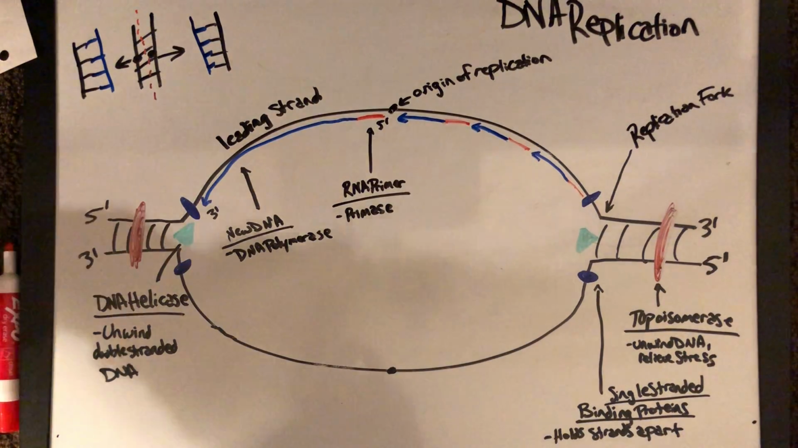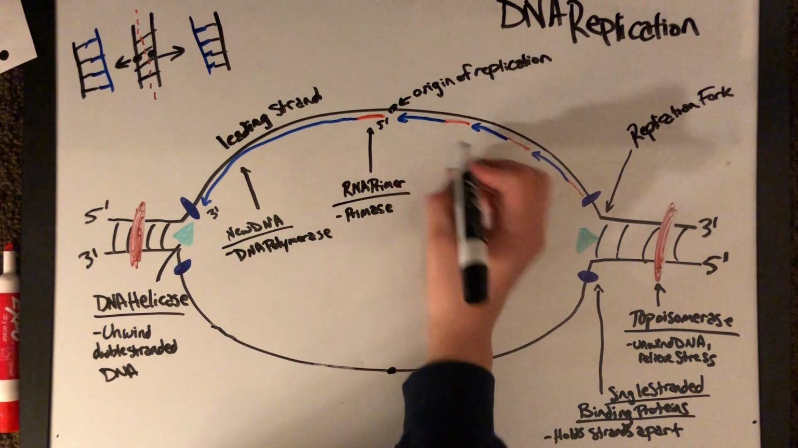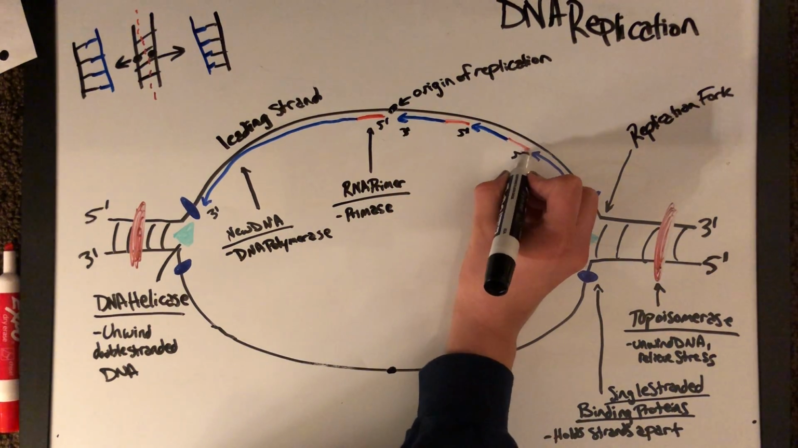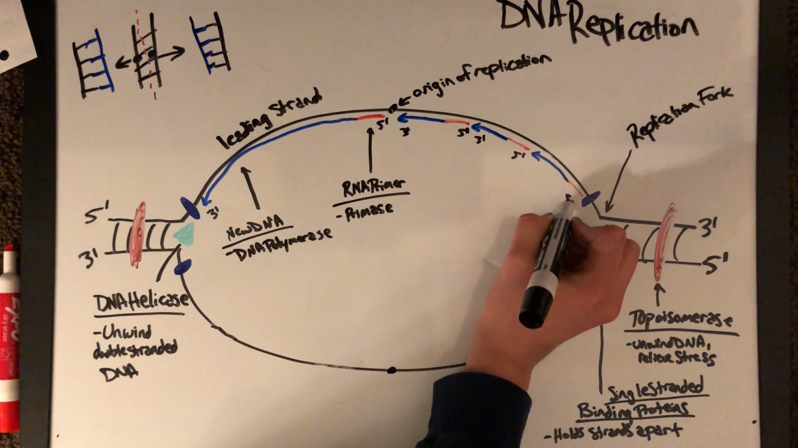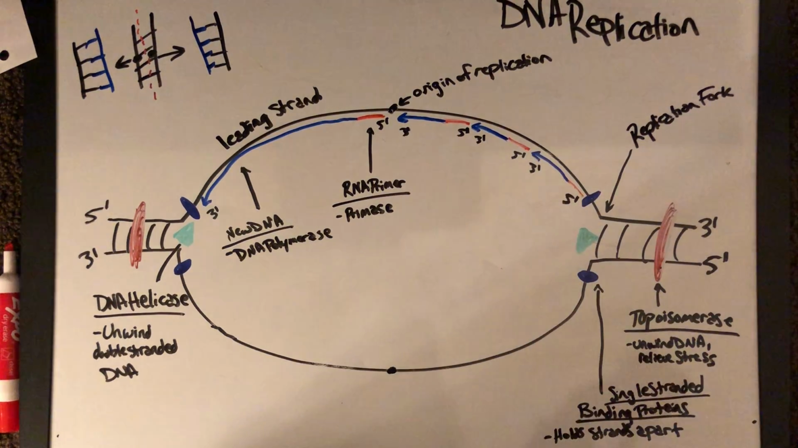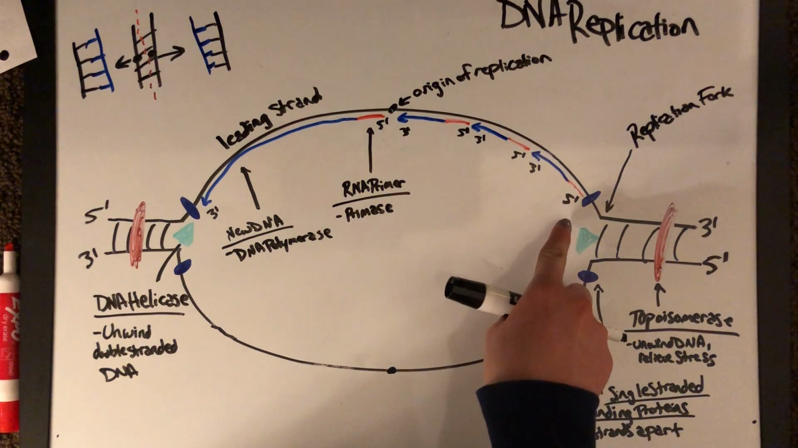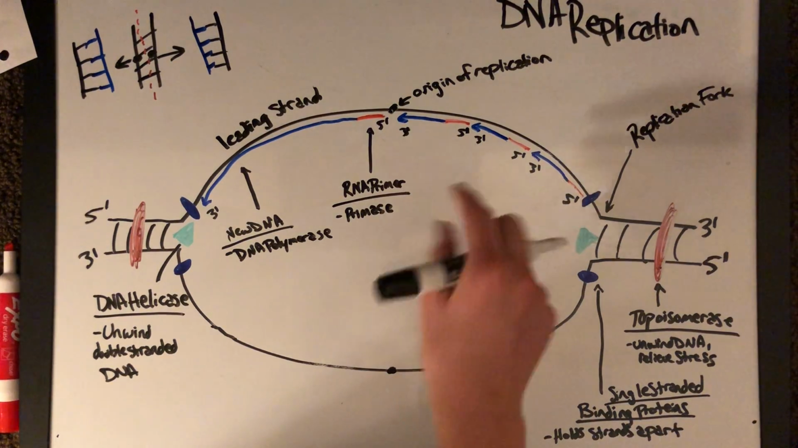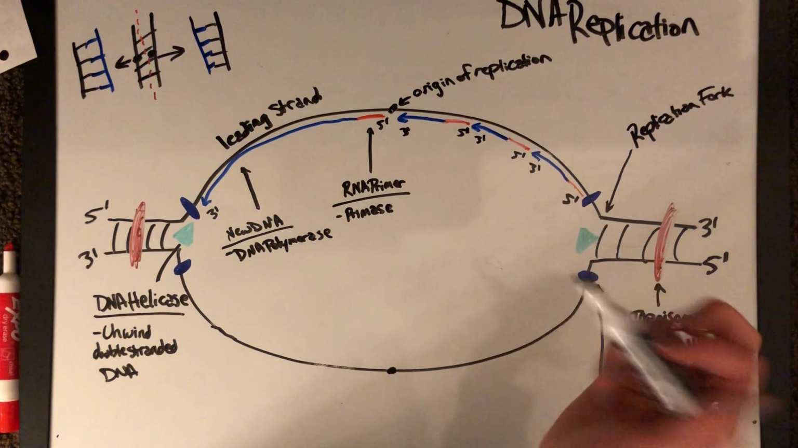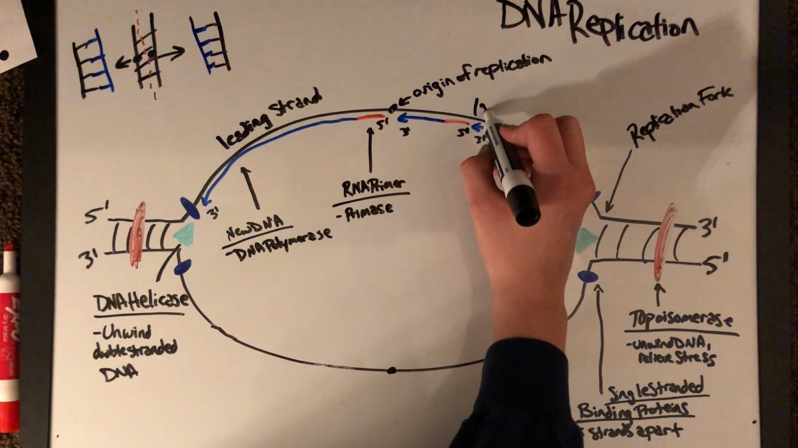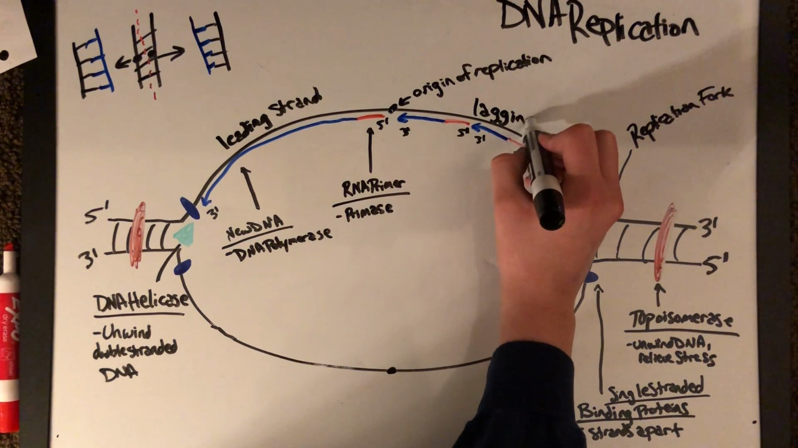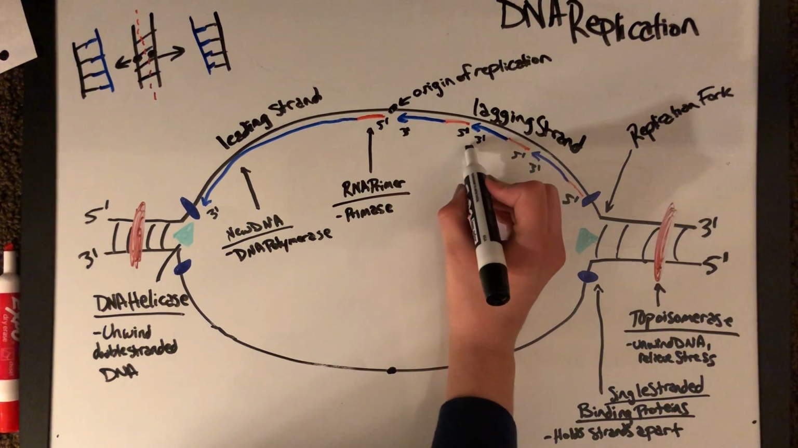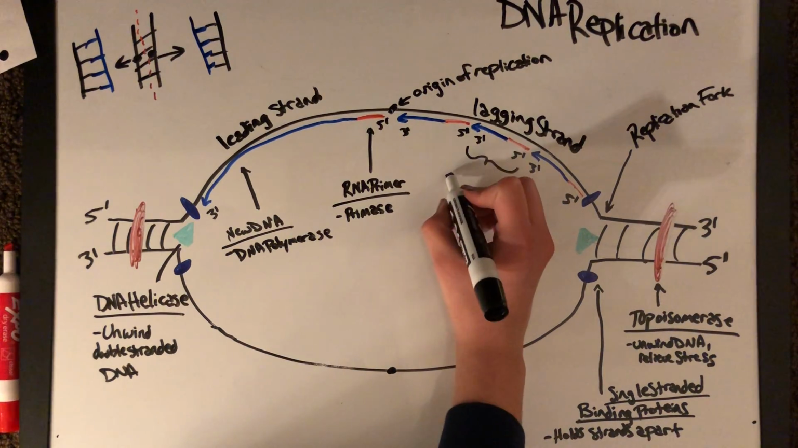Okay, so all of these little chunks, this is our 5' end of this first chunk, 3', 5', 3', 5', 3'. Okay, so overall we're going in this 5' to 3' direction for our new strand, and because it's so fragmented, this is our lagging strand. And then each of these little chunks right here is called an Okazaki fragment.